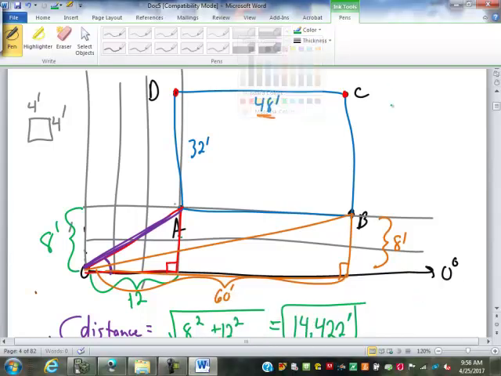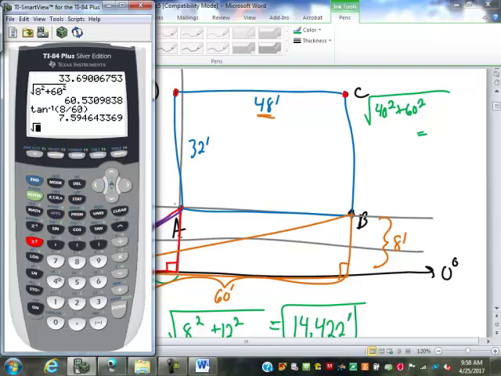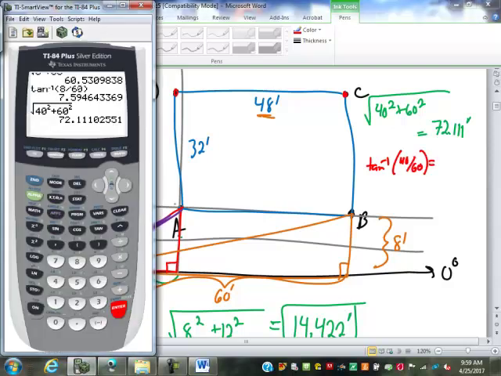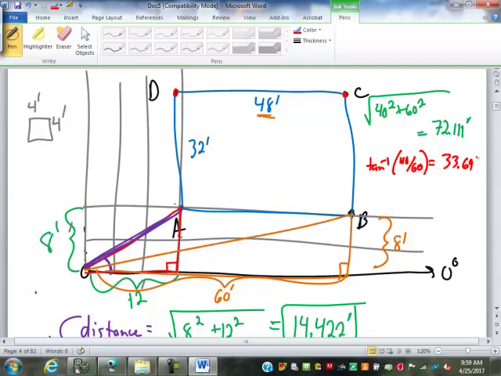So for C, our distance will be the square root of 40 squared plus 60 squared, correct? Giving us 72.111. Angle, inverse tangent of 40 over 60. 33.69 degrees. Perfect. Both of you good with both of those?